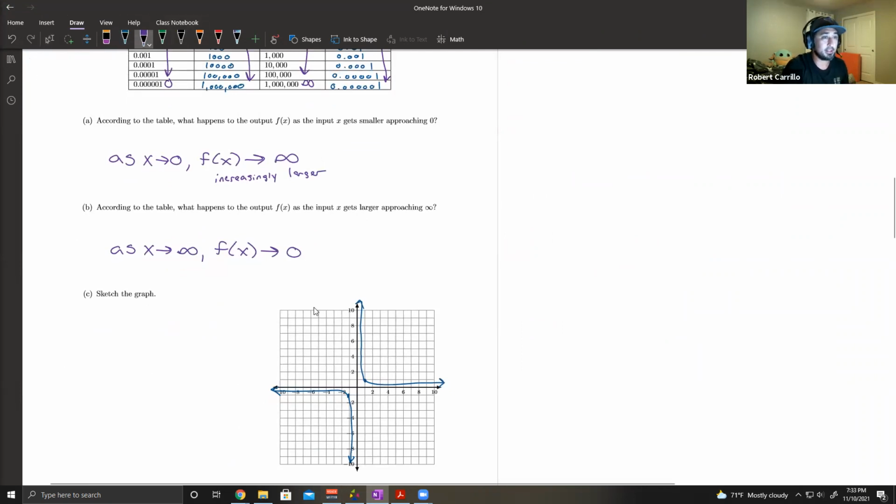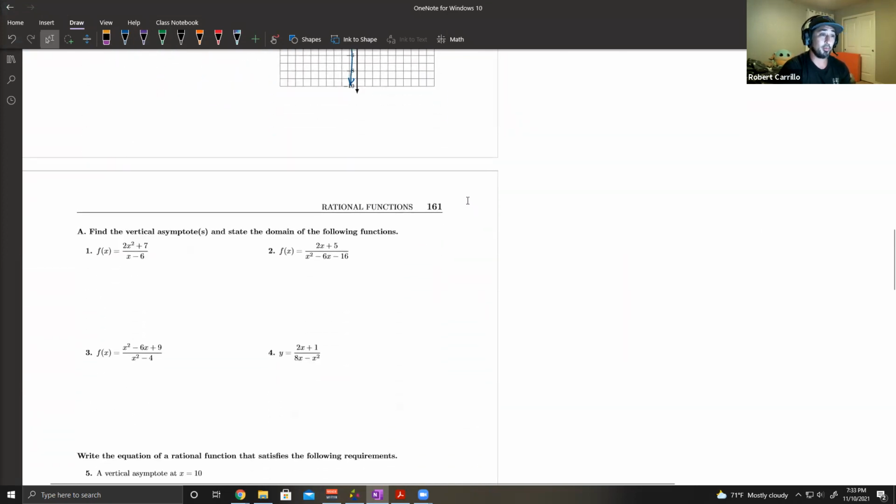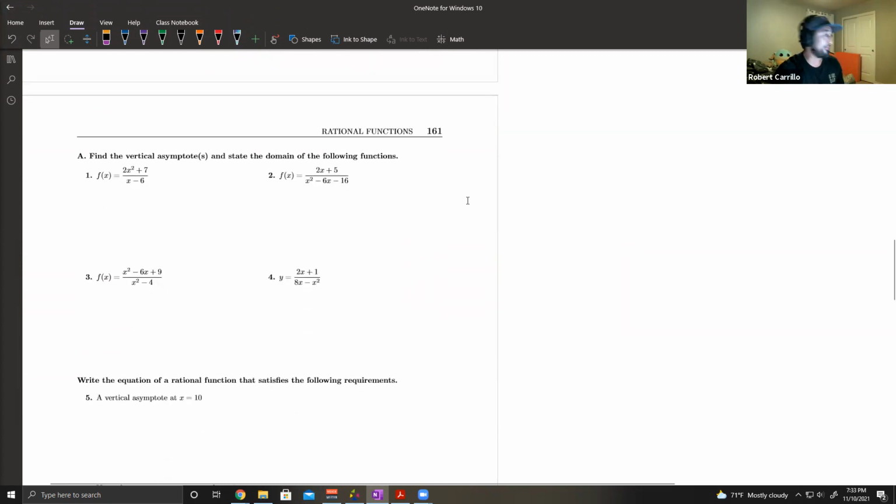Oh, I need to fill this in. That would be 0, and that would be infinity. Okay, awesome. All right, which brings us to the definition of asymptote, which somebody just mentioned. So an asymptote is a line that your function approaches and will never touch. Well, it also depends on the type of asymptote you are working with.